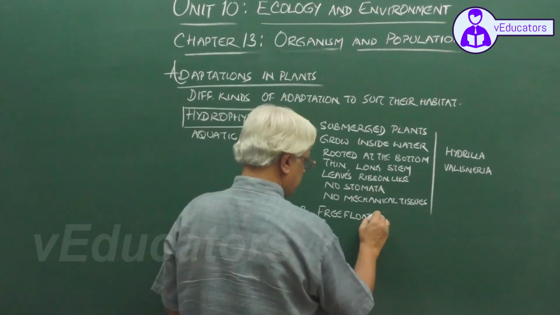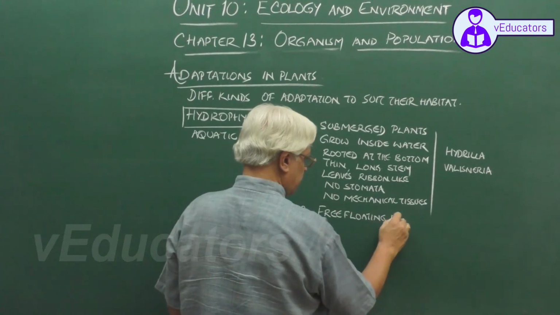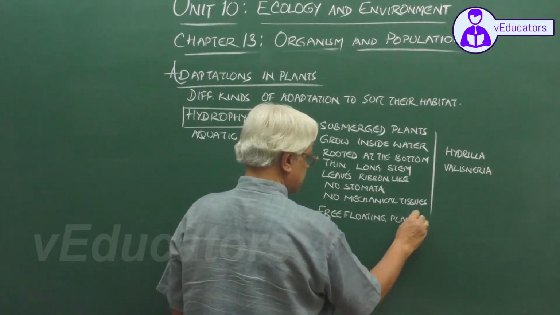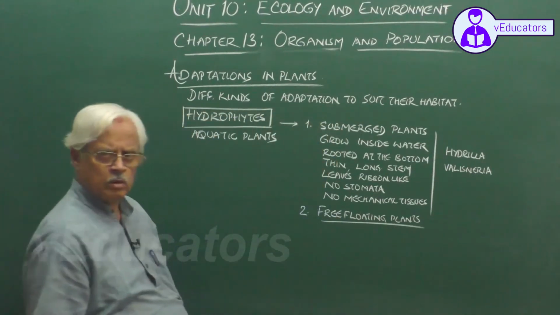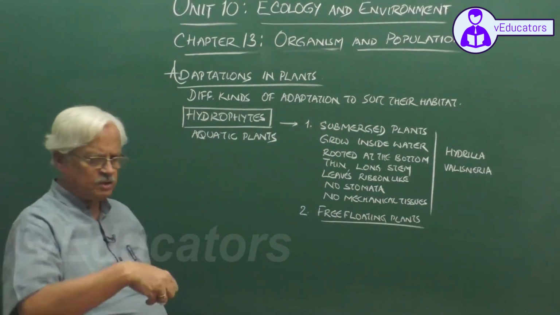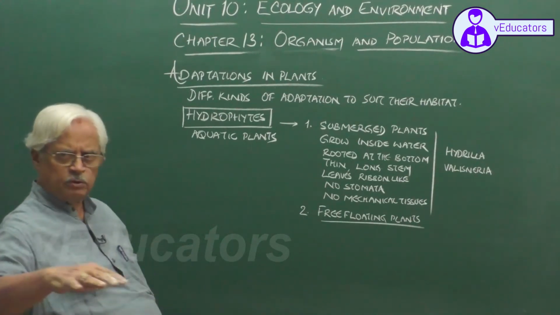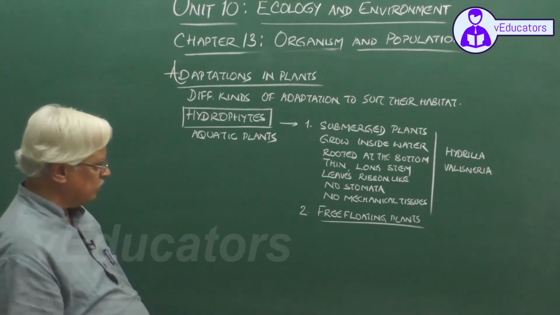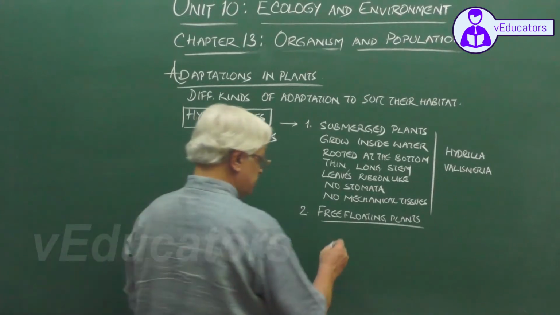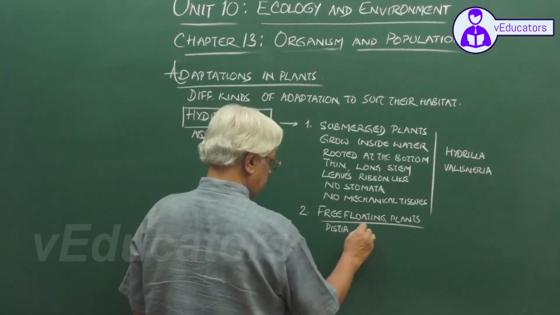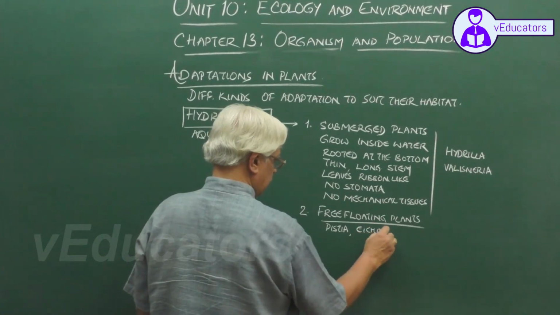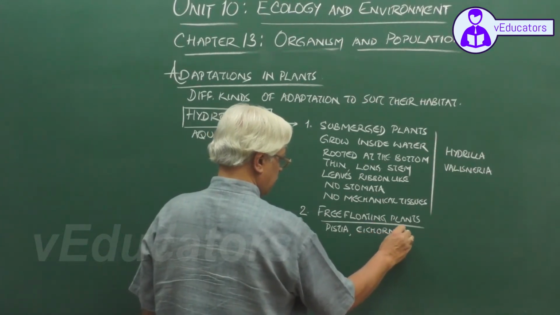Then we have free floating plants. Their roots will be inside water. Plants will be floating on the surface of water, for example, pistia and eichhornia.